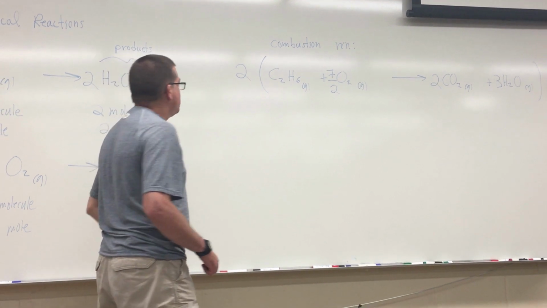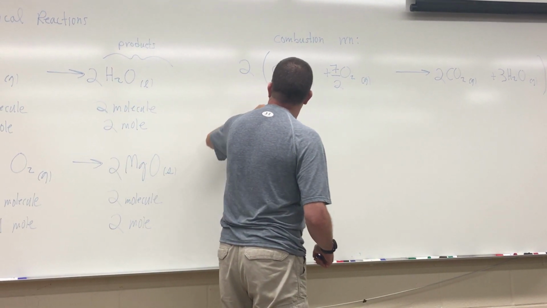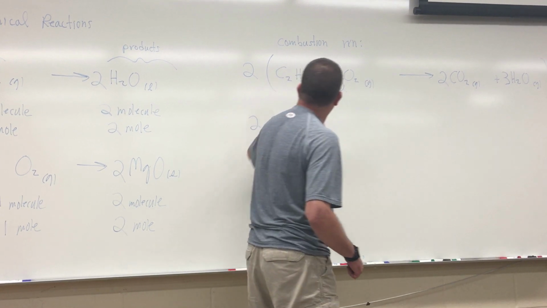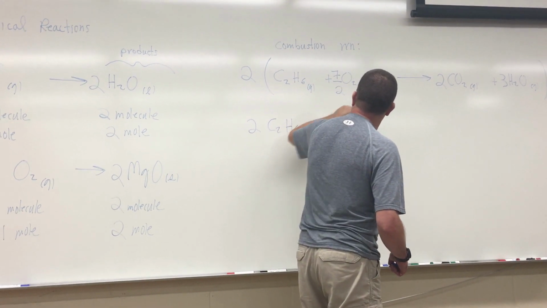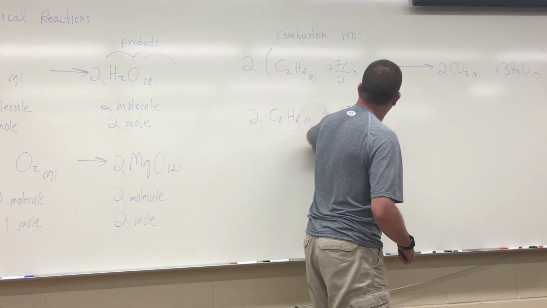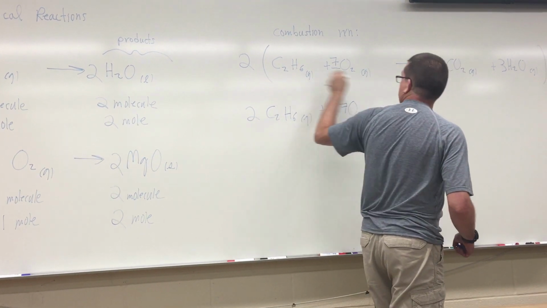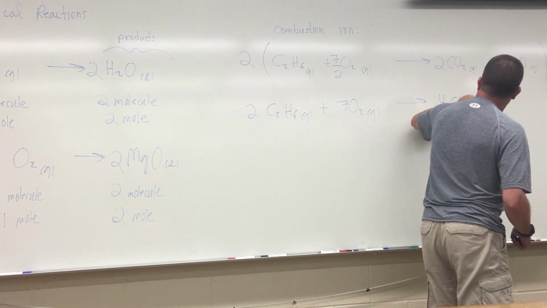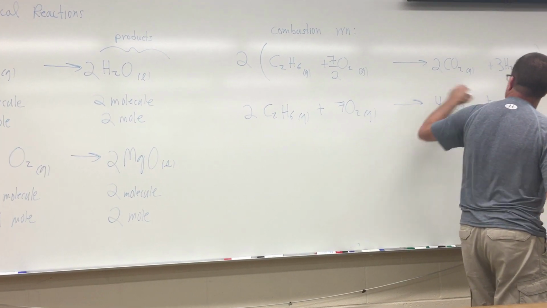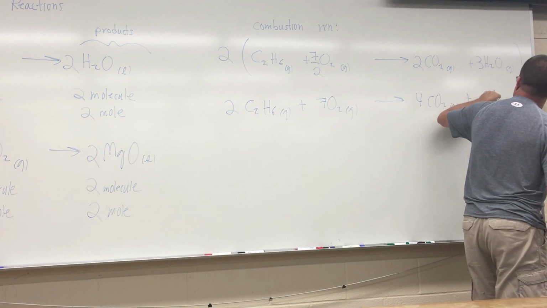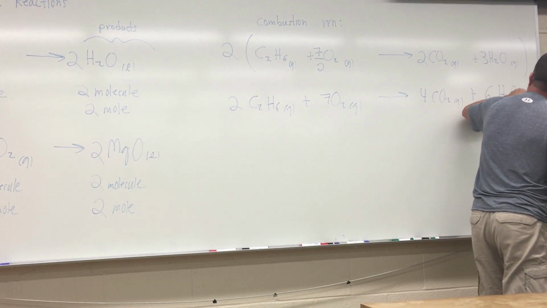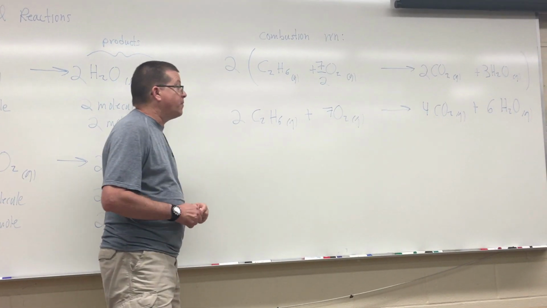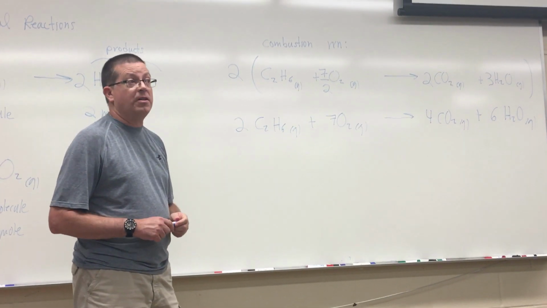So if I do that, what I'm going to get is 2 C2H6 in the gas state, plus 7 O2, also gaseous, and we're going to get 2 times 2, which is 4 CO2s, and you will get 2 times 3, which is 6 H2O, also in the gaseous state. Now, I'll leave it to you to go back and verify that these coefficients are indeed correct.